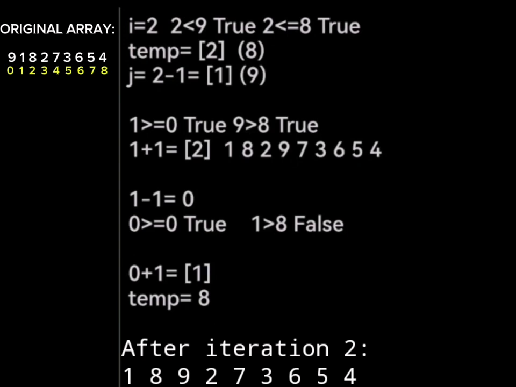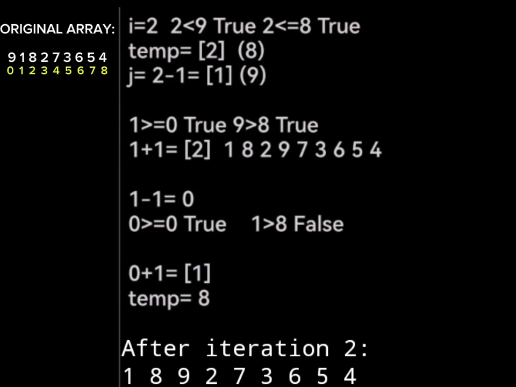So 1, 8, 2, 9, 7, 3, 6, 5. Then mag-decrement po tayo. So yung J babawasan natin ng isa. Since yung value ng ating J ngayon is 1, so 1 minus 1 is 0. Let's check the condition. Is 0 greater than or equal to 0? So true, since yung 0 ay equal to 0.